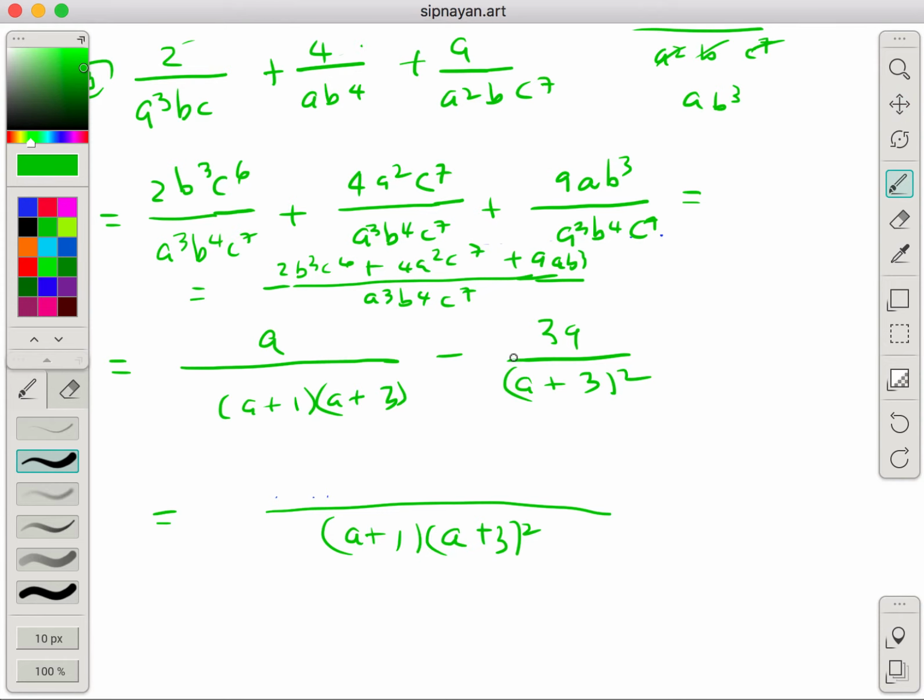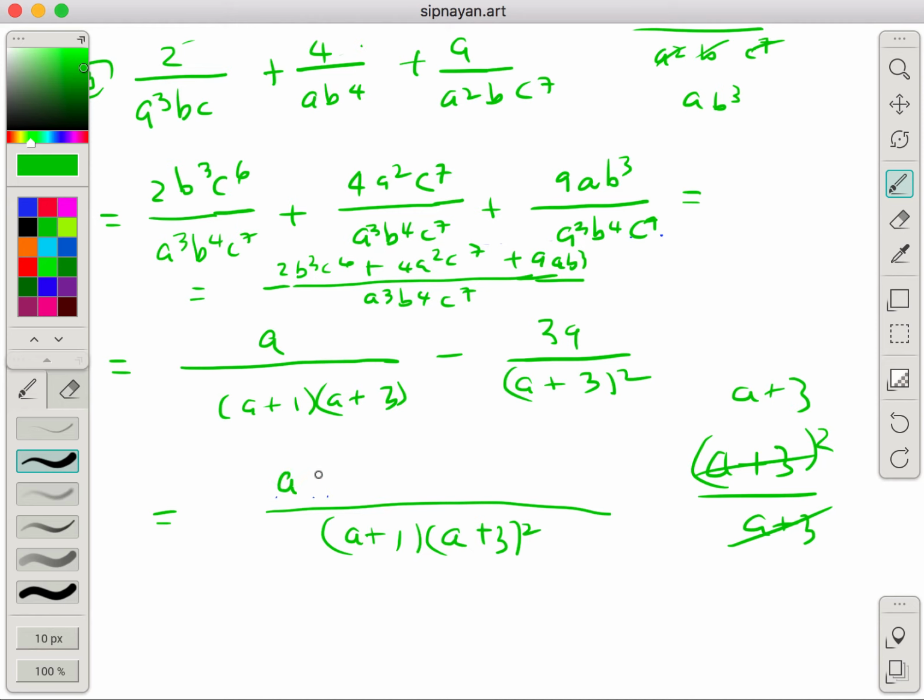So, this is A tsaka 3A, no? So, A plus 1 times A plus 3 squared divided by A plus 1 times A plus 3, no? Makakancel ito, makakancel. A plus 3 squared divided by A plus 3 is A plus 3. Tama? So, dalawang A plus 3 yan, di ba? So, ibig sabihin, meron pa tayo matitirang A plus 3 sa taas.